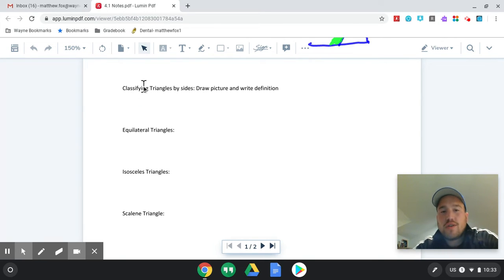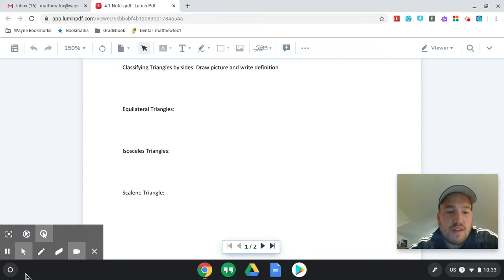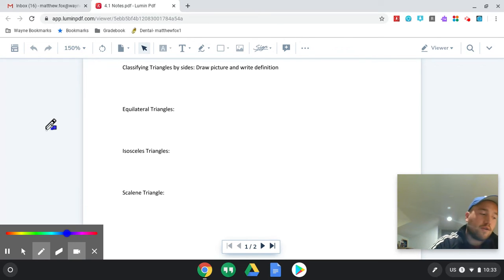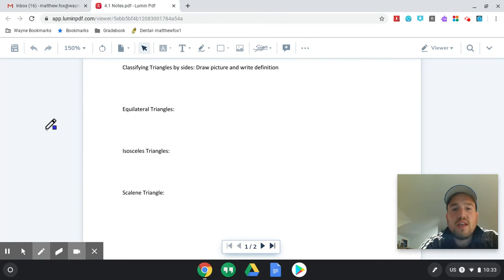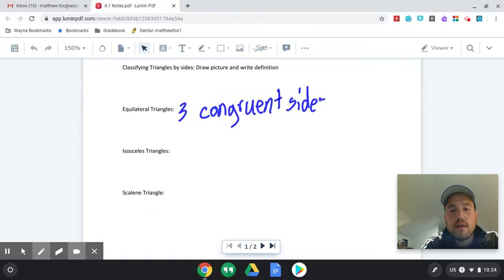Sometimes we're going to classify our triangles by sides. What this means is we classify them based on how many of the sides are congruent. So we have to learn some words. Equilateral triangles. Hopefully equilateral sounds like equal to you at the beginning. This is when we have three congruent sides, so all of the sides are the same. Remember, congruent means they are the same length.